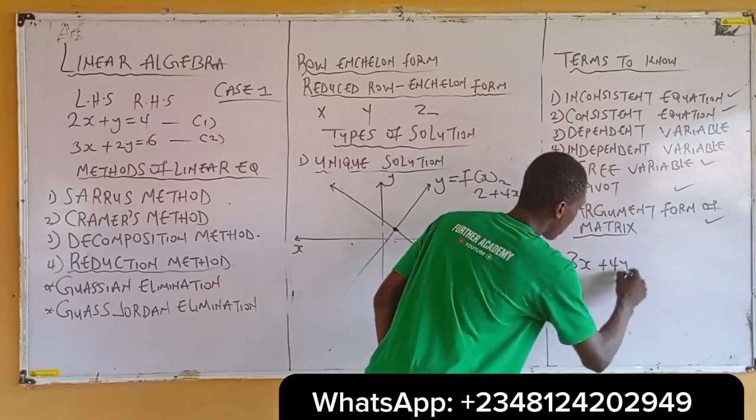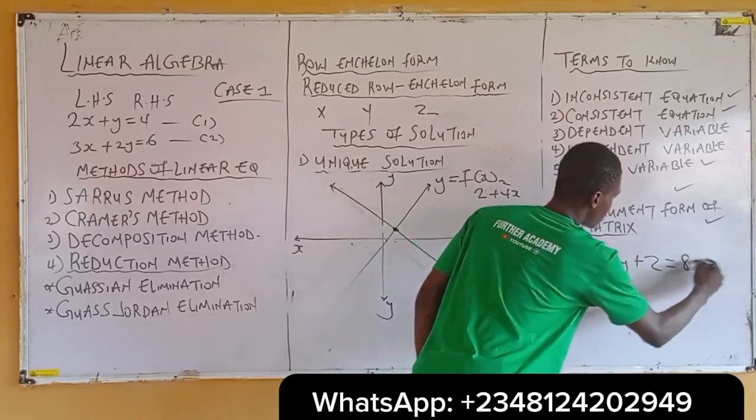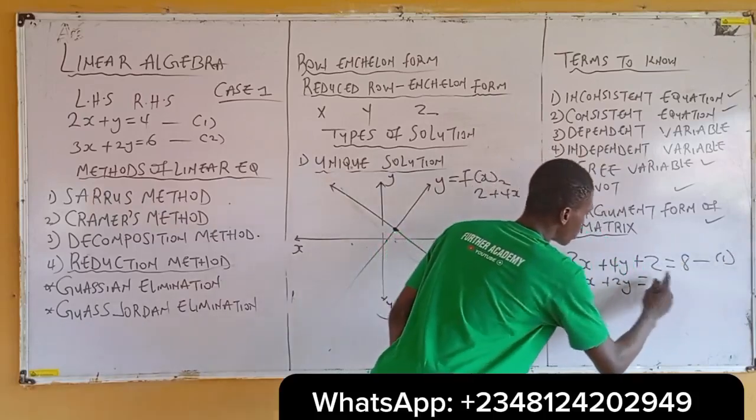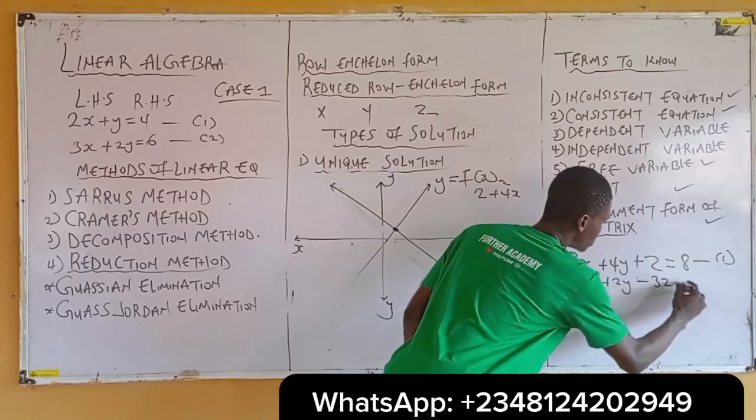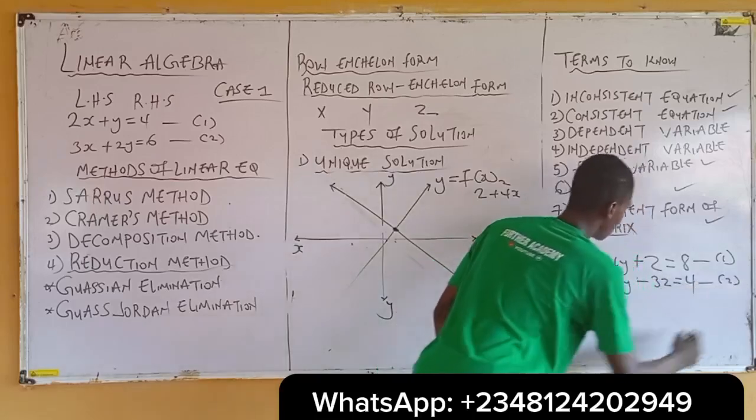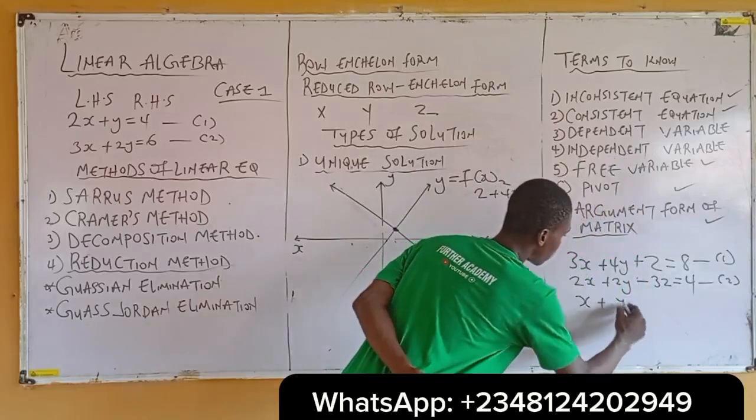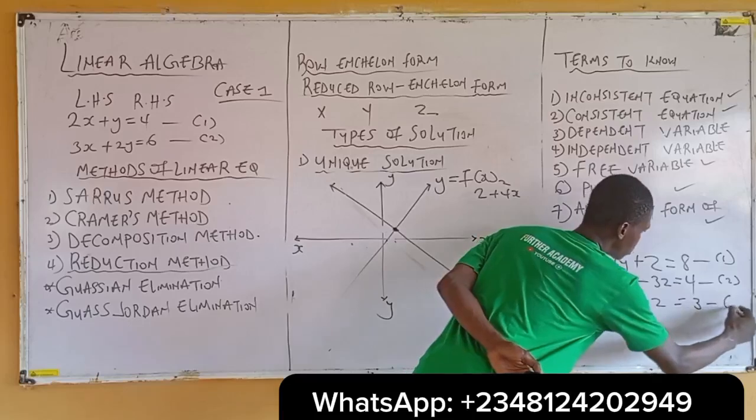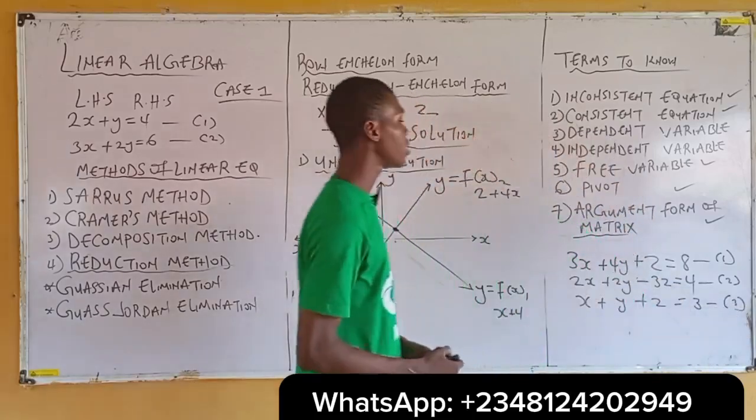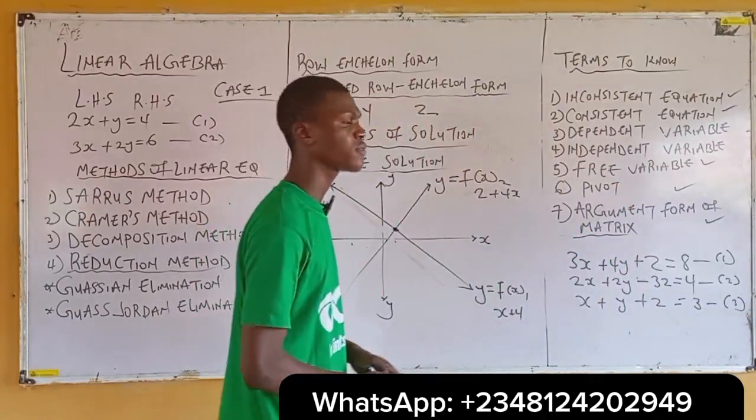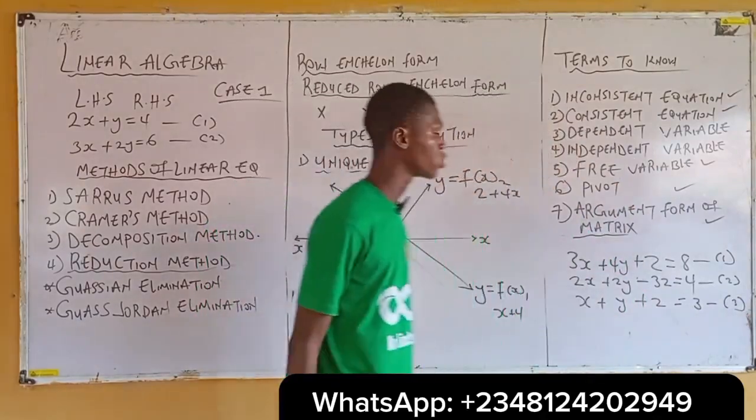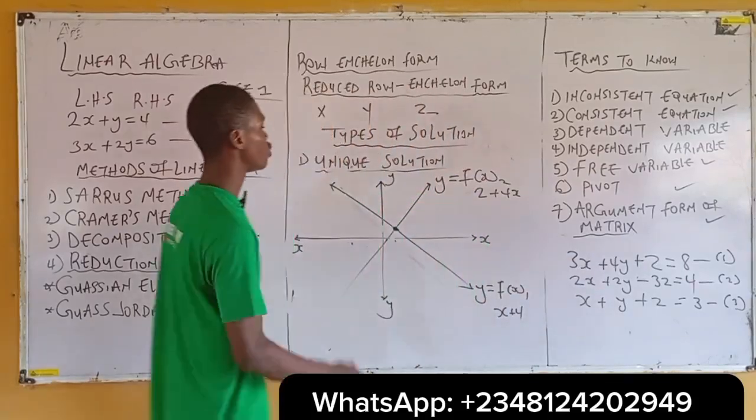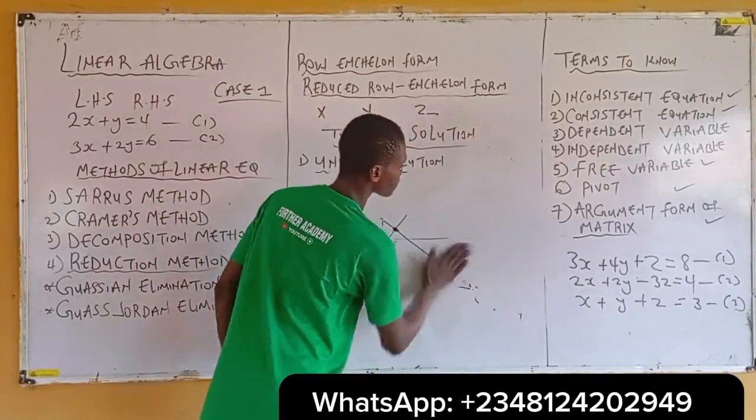3x plus 4y plus z equals 8, equation 1. Equation 2, 2x plus 2y minus 3z equals 4. Equation 3, x plus y plus z equals 3. And you want to write the augmented form of this matrix. By augmented form, observe the coefficients of equation 1, observe the coefficients of equation 2, and observe the coefficients of equation 3. Now let's do that.